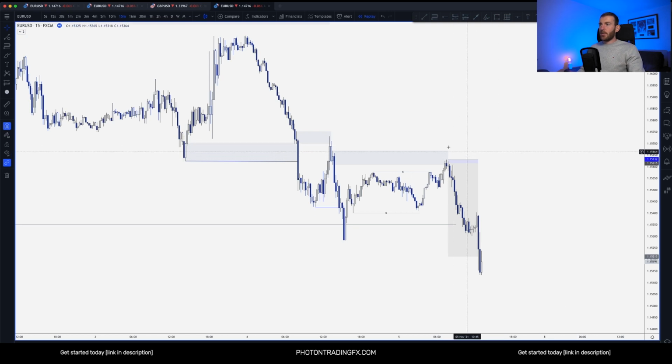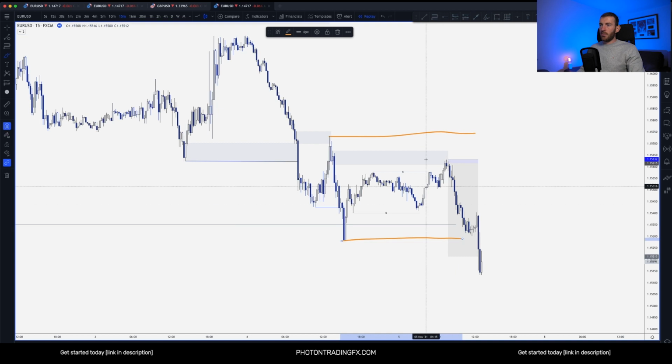Okay, as price is coming up towards the extremity of that M15 range. So this is my swing high and this is my swing low. That orange box is the range I'm talking about for the M15. We've built liquidity during Asia, okay? We have our nice POI that we're looking at.